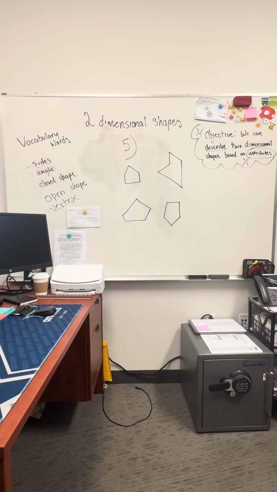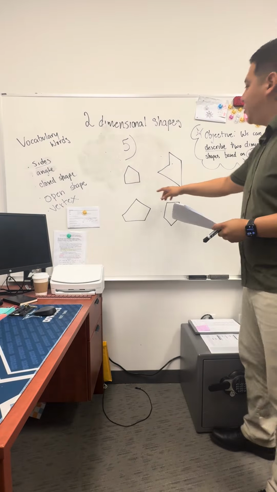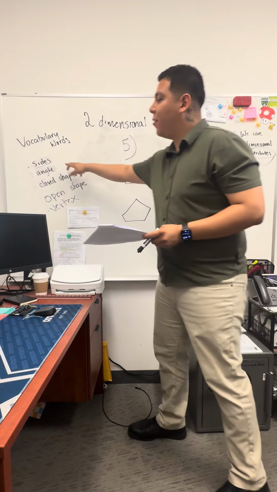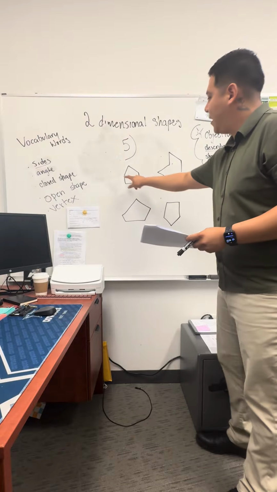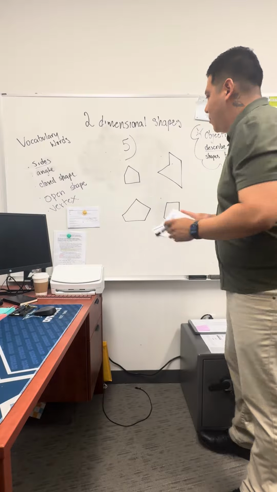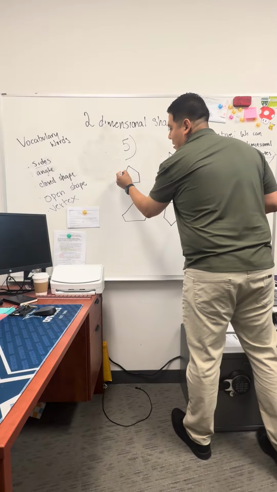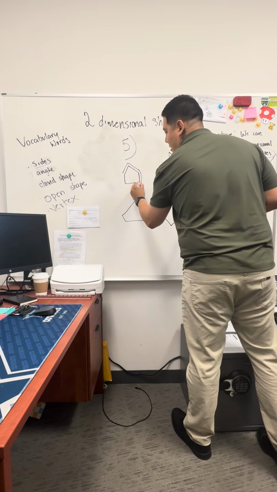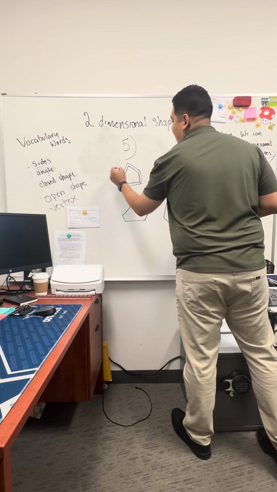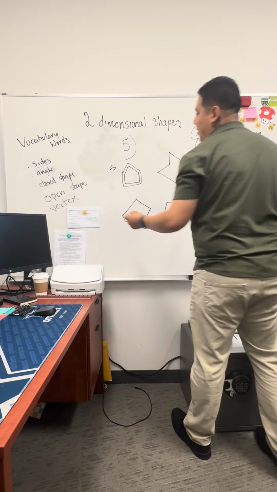All right, thank you class for giving us those examples. So we are going to start with our first shape. All right, let's start with our sides. How many sides does this shape have? And if you pay attention, it kind of looks like a house, right? So we have, count with me, 1, 2, 3, 4, 5. It has 5 sides. Great job.